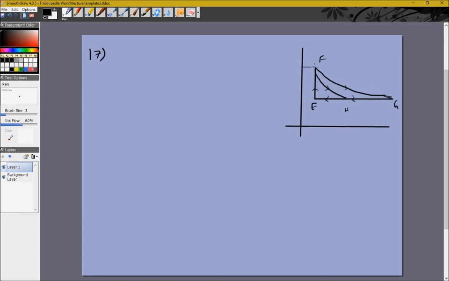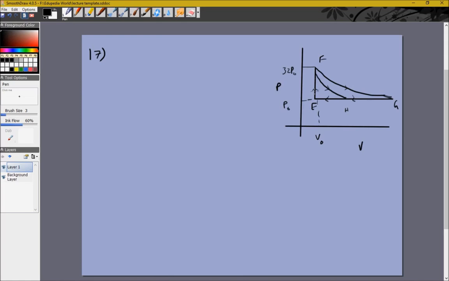This is 32 P naught. This is the PV curve, which is nice. Whenever we get another graph, we change it to PV because that's easier to work with. P naught, V naught. This is H, right? Now we are given that all these processes are isochoric, isobaric, isothermal or adiabatic.